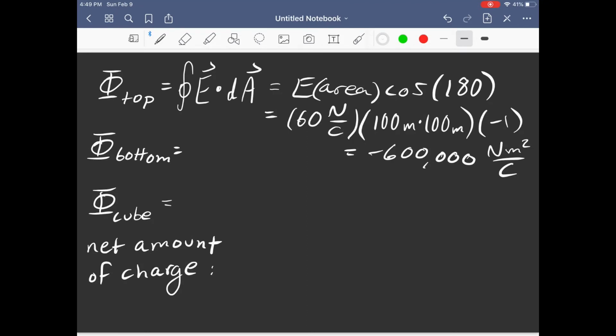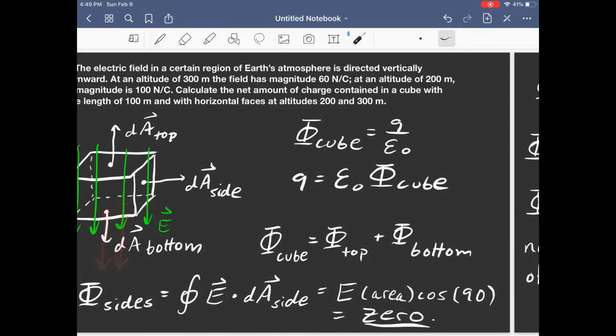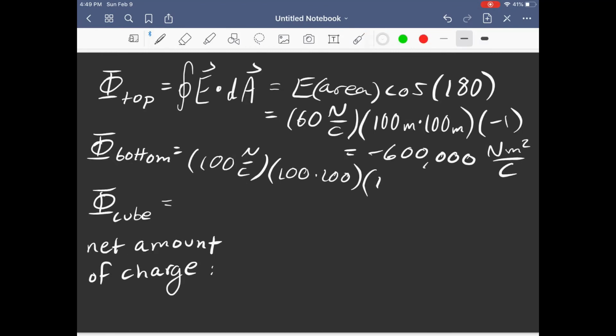We'll do the exact same thing with the bottom, only now we have 100 newtons per coulomb times 100 times 100. And this time we're going to multiply it by the cosine of 0 degrees because the area vector is pointing down, the electric field is pointing down, so they're parallel and in the same direction. So the cosine of 0 is just 1, and we get positive 1 million newtons meters squared per coulomb. So the net electric flux going through our cube is just the sum of these two, the top and the bottom, and when we add those together, what do you get?